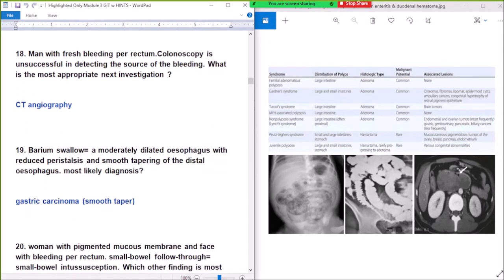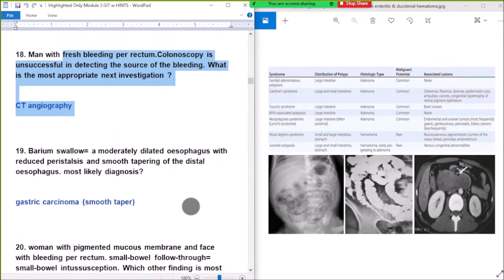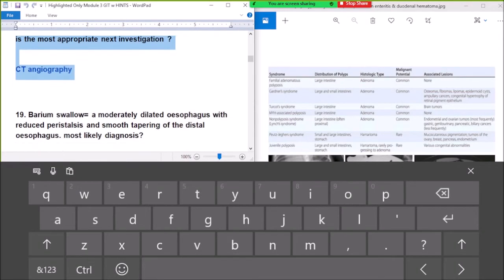Question 18. Man with fresh bleeding per rectum, colonoscopy is unsuccessful in detecting the source of the bleeding. The most appropriate next investigation: CT angiography, to see the small bleeding.